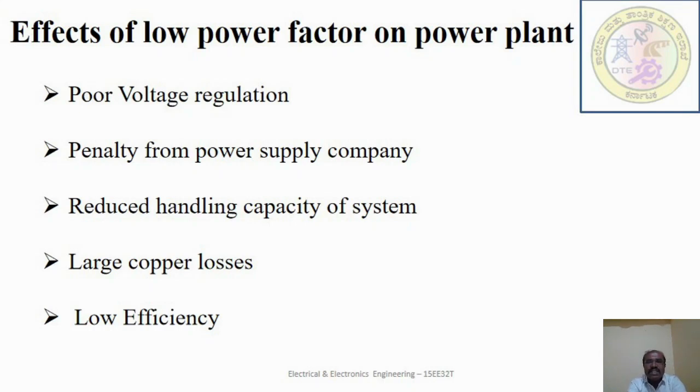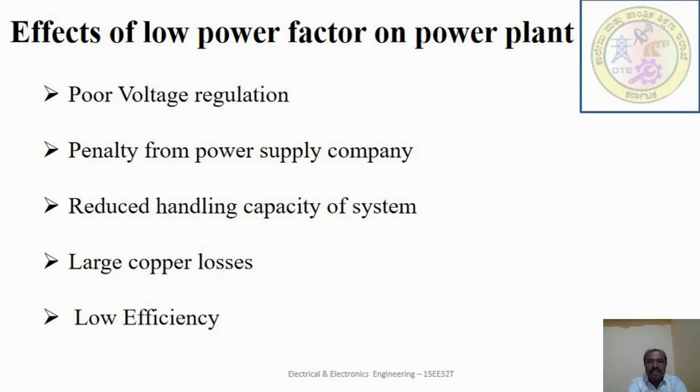Next, reduces the handling capacity of the system. The lagging power factor reduces the handling capacity of all the elements of the system. It is because the reactive component of the current prevents the full utilization of installed capacity.